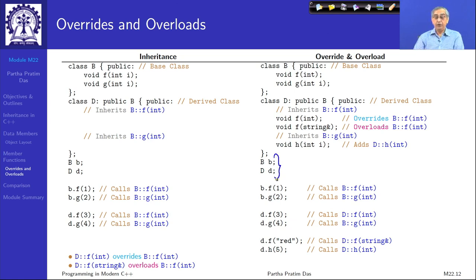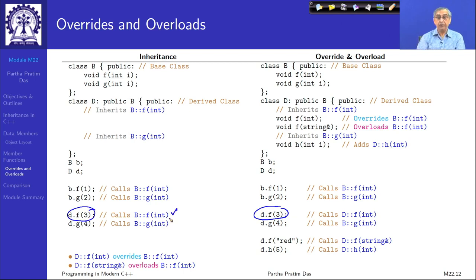Again, I have 2 objects created. If I make the original call as before, naturally I will have the same function calls. There is no difference because the base class I have not touched. Now, what happens if I make these 2 calls again in this context? Now, g I have not touched, I have just inherited. So, g will call B::g, that is this function, in any case. But what happens to this particular call?